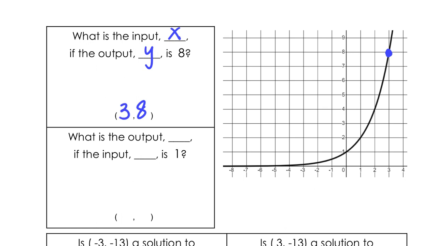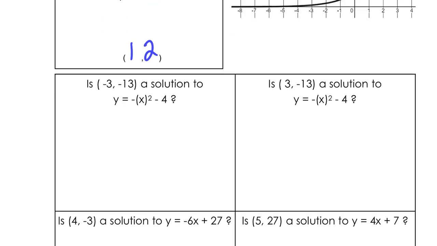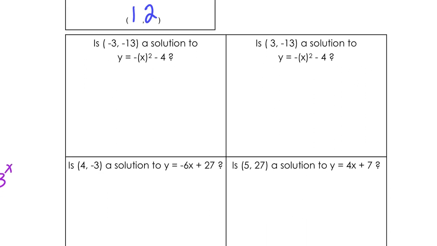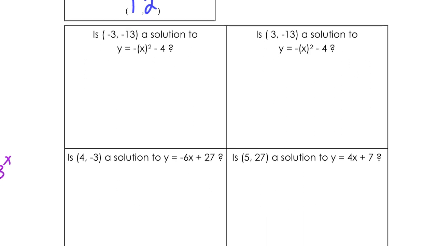Same thing with the other one. But this time it's asking what is the output y if the input x is 1. So my input is 1. I go to where my input is 1 and follow it to right here. So we're looking at 1, 2. All right. Same process here. I'm going to go ahead and stop recording and just fill this out so y'all can have the notes.